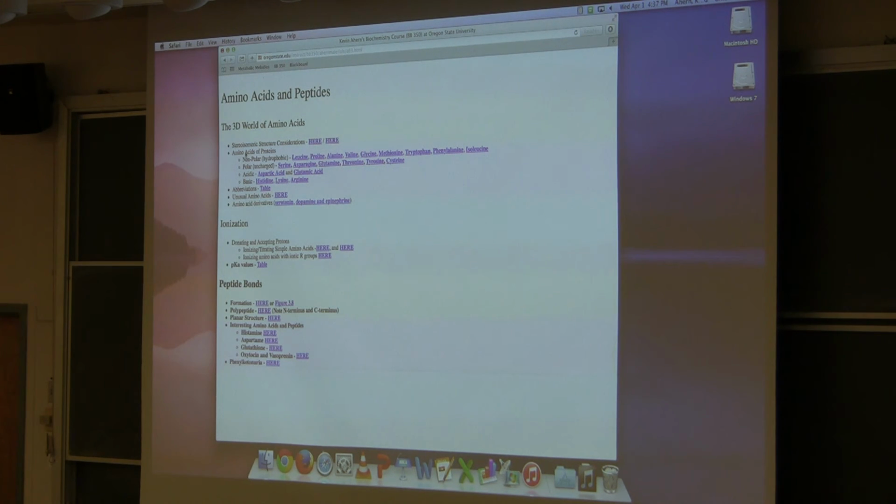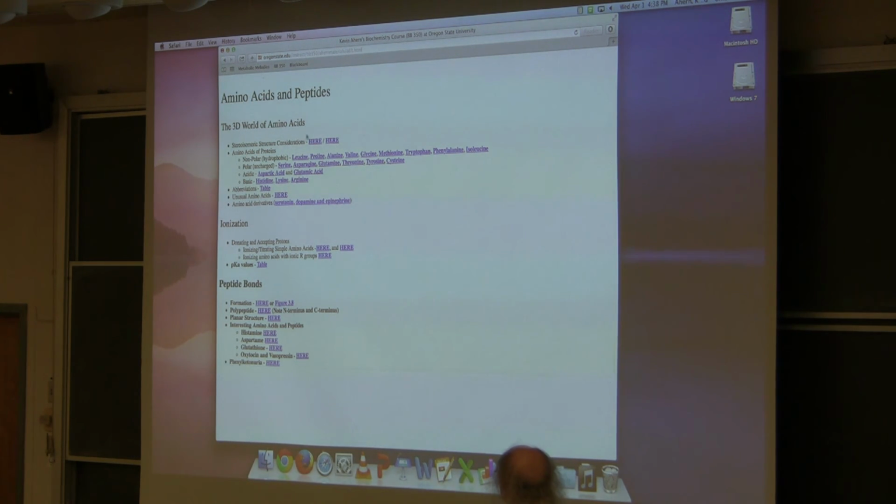Okay? You'll notice I call this the 3D world of amino acids because we really have to be thinking in 3 dimensions as we're talking about all of these different structures that are happening, because remember I said shape is important, and shape doesn't exist in 2 dimensions. Shape exists in 3 dimensions. Okay? No, I'm not going to ask you to draw things in 3 dimensions.